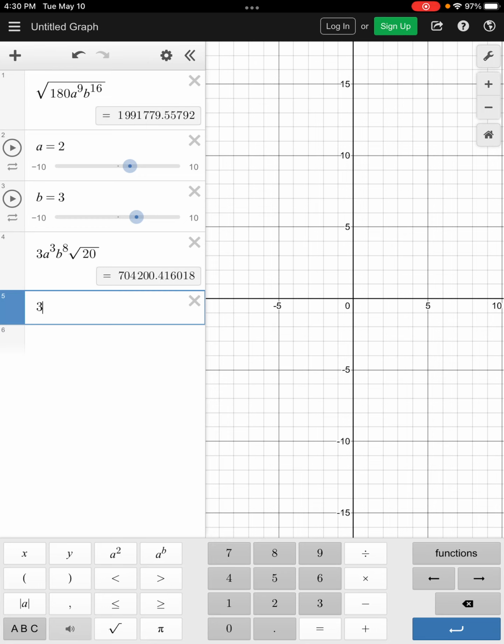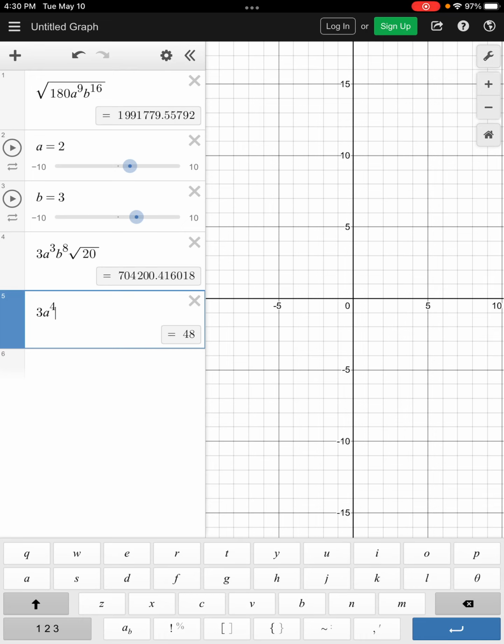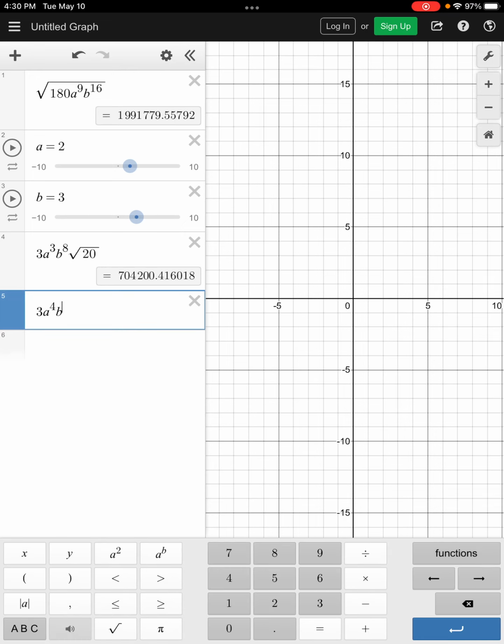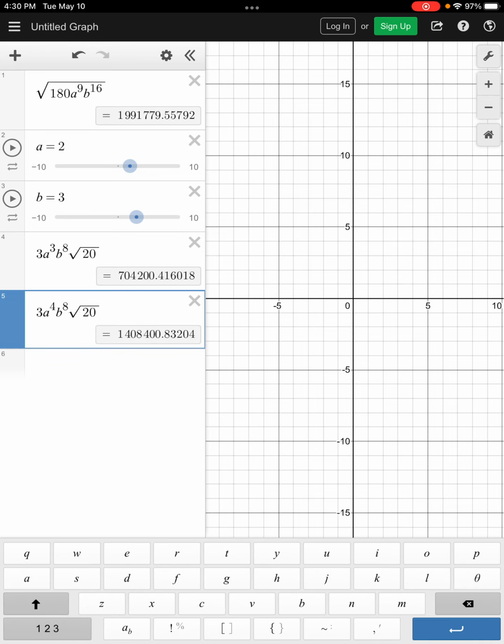Let's try b. So 3 times a raised to the 4th, and b raised to the 8th. I keep on hitting the right button once I get on those exponents because I don't want it to stay up in the exponent. And we have square root of 20a. Ding, ding, ding. That is the correct answer.